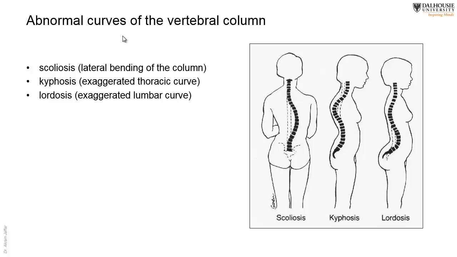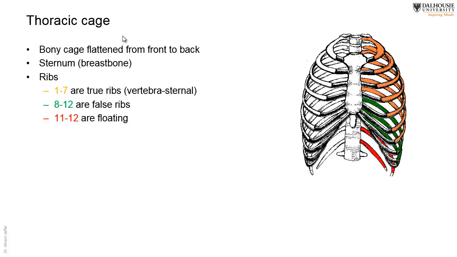It's called lordosis. This is kyphosis, and the lateral curvature is scoliosis. Of course, sometimes there are combinations like kyphoscoliosis. You might hear of such combinations as well.